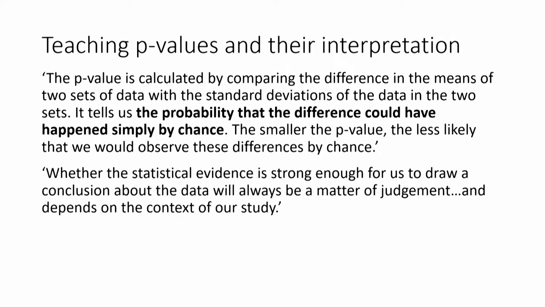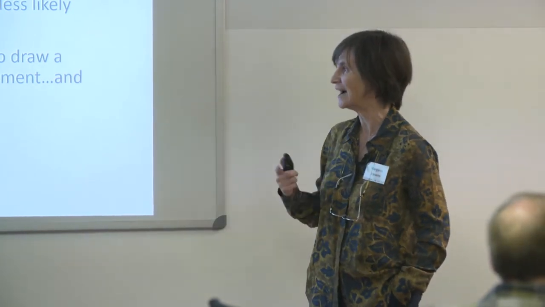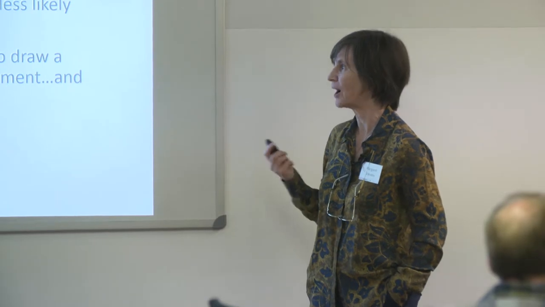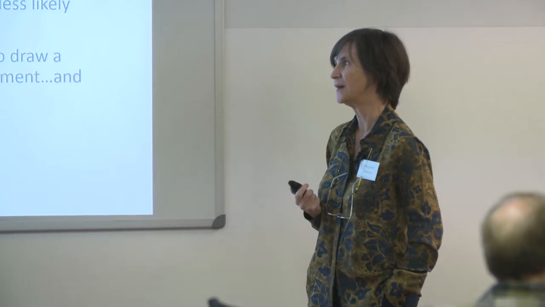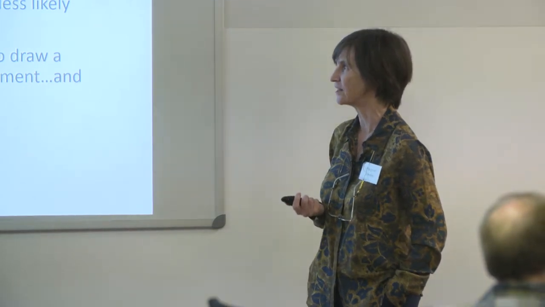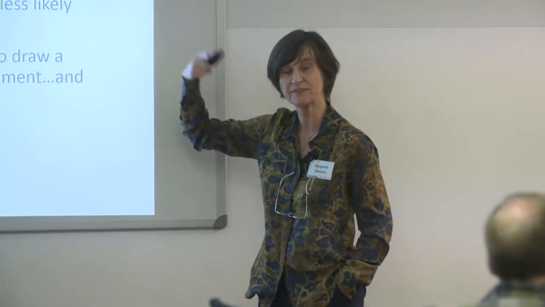And whether the statistical evidence is strong enough for us to draw a conclusion about the data will always be a matter of judgment. You need to apply judgment to look at the results and think about the context of the study. Are we talking about the side effects of drugs? Are we talking about disadvantaged groups? What are our initial ideas about what we might expect to find? Think about the context, use judgment in interpreting the results that we get. We don't tell students how to calculate p-values.